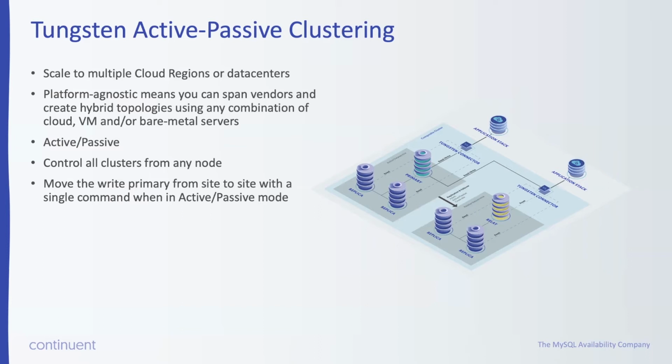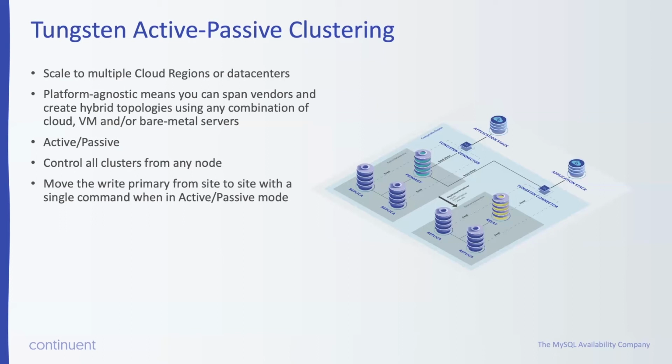We run on really anything. And this particular topology is active passive, which means there's one single site that is active and has a primary, which is a read and write database. And then all other sites are replicated from that primary cluster. And we can manage this cluster from any node within the cluster. And we can also fail over or move the primary from one site to another site.